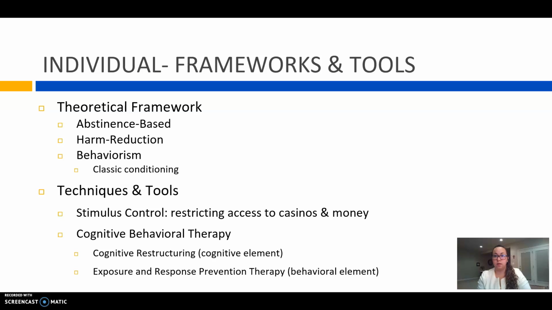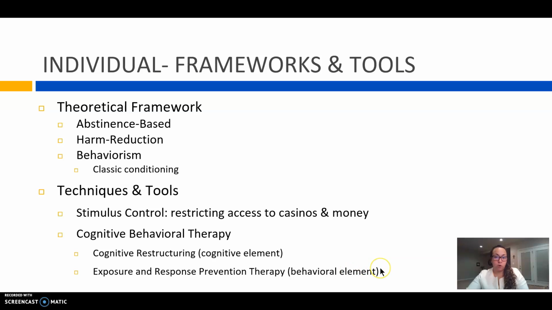An example could be, if I just keep playing these slots, I'm going to hit it big and win $1 million. Most people do not. This is what the casino wants you to think. So challenging the thought distortions and the unhealthy thinking patterns while also providing support.